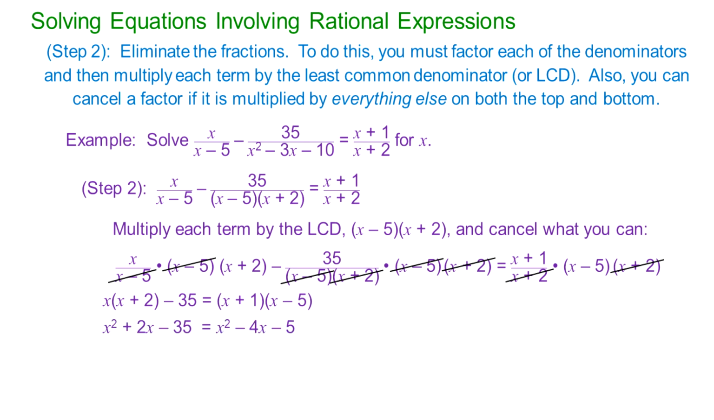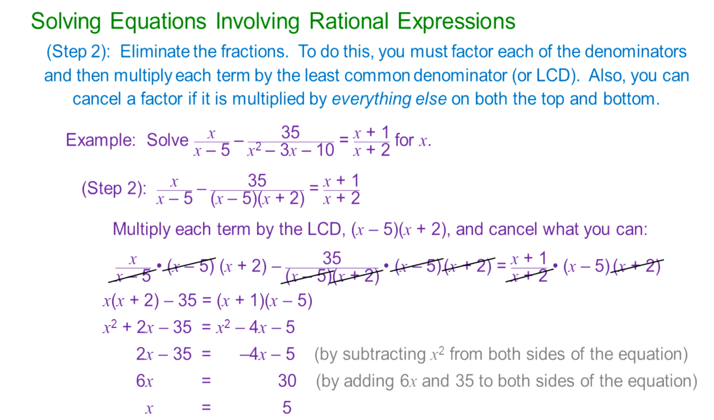To solve this equation, I can distribute the x to the terms in the first set of parentheses and multiply out the x plus 1 times x minus 5. And then I can subtract x squared from both sides of the equation and finish solving for x. As you can see here, this gives me x equals 5.